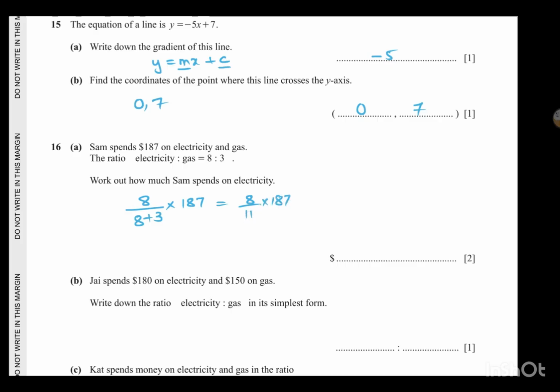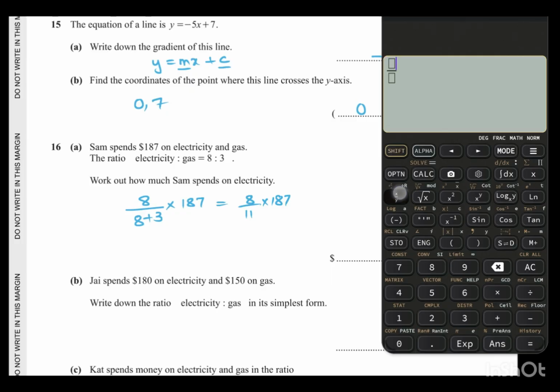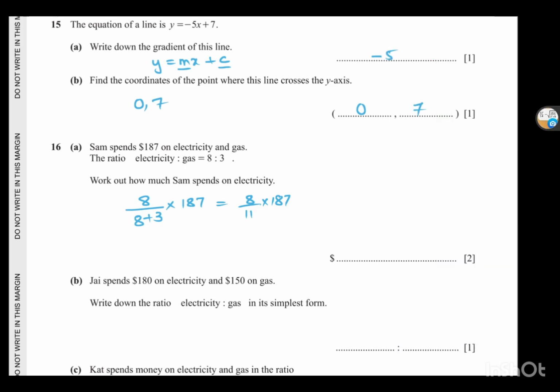Find out. 8 by 11 into 187. That is 136. So 136 dollars he spends on electricity. So 136 is the answer.